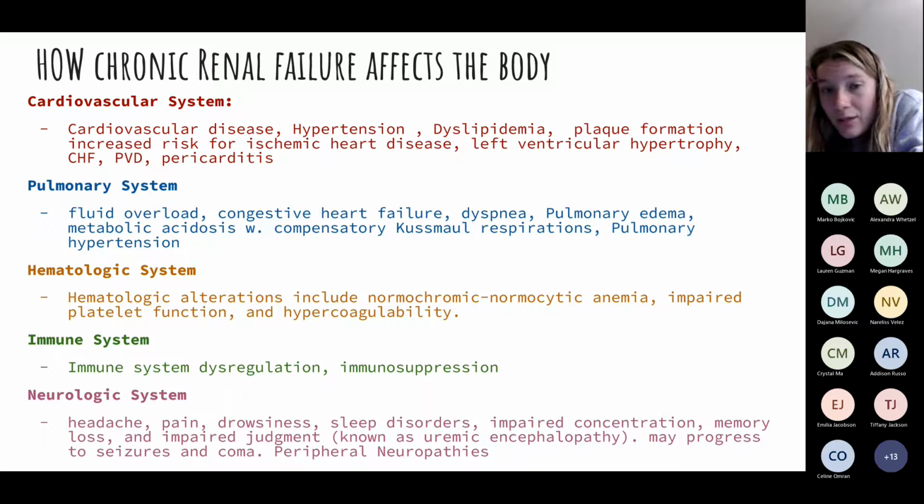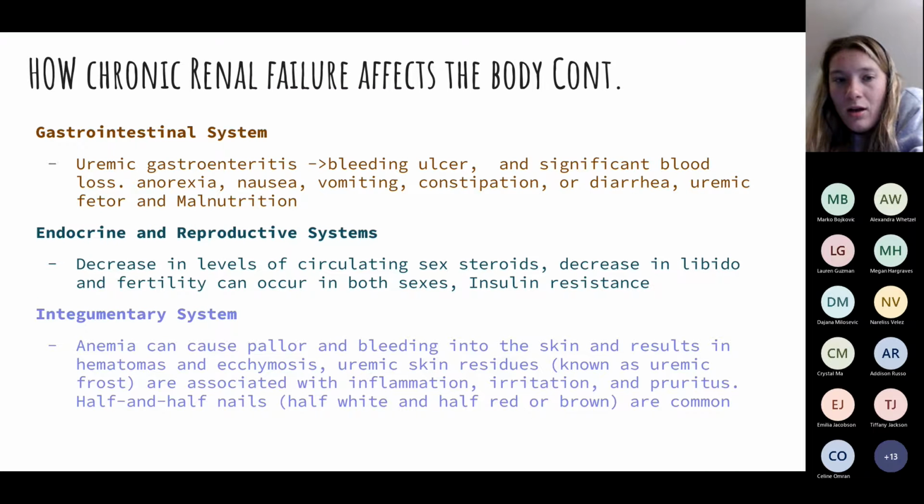For hematologic, we're having all sorts of issues. Same thing with our immune and our neuro system. We see a lot of neuro issues simply because we're having a buildup of toxins, and that's not good either. I included some more information on how it affects our GI system, our integumentary system, and our endocrine system. Just keep in mind that the kidneys are really important.